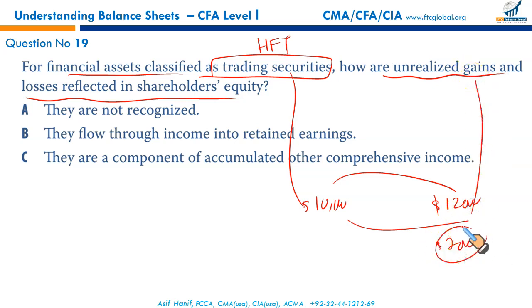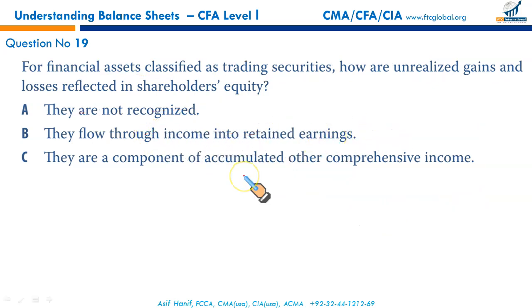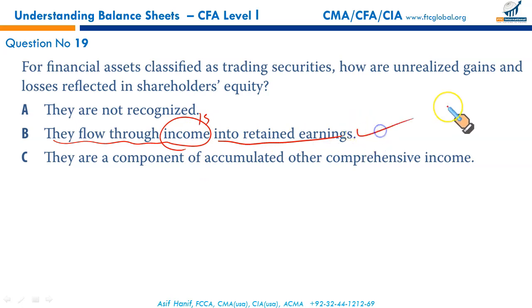Where do we report it? We just discussed. It's reported as a part of income. "They are not recognized." Wrong. They flow through the income into retained earnings. Yes, they are considered a part of income, and from income they go into retained earnings. See, he may play with you through words. They flow through the income. And what is income? Income statement. Into the retained earnings. Correct.